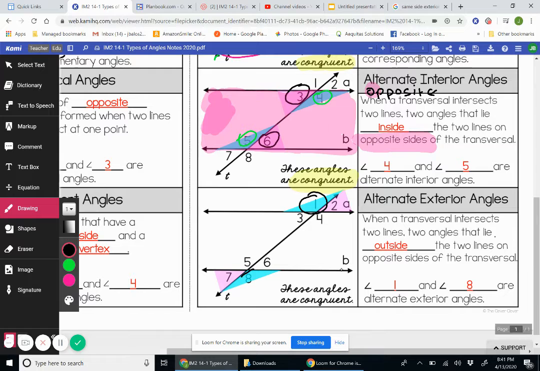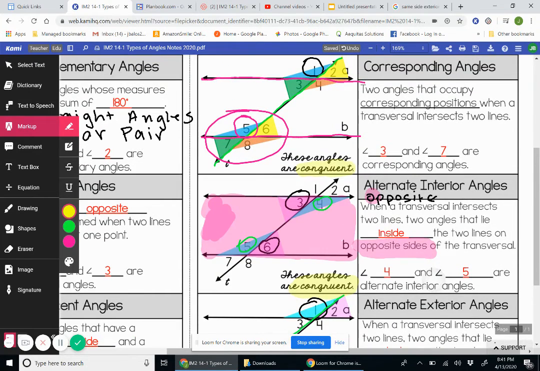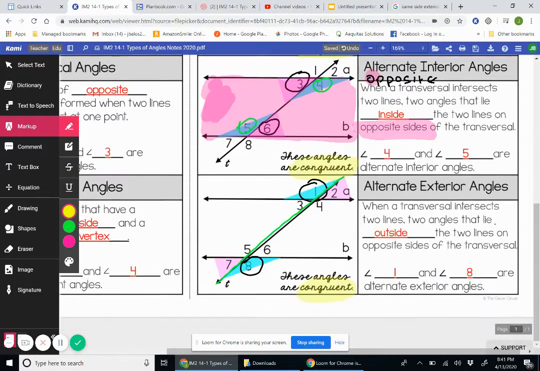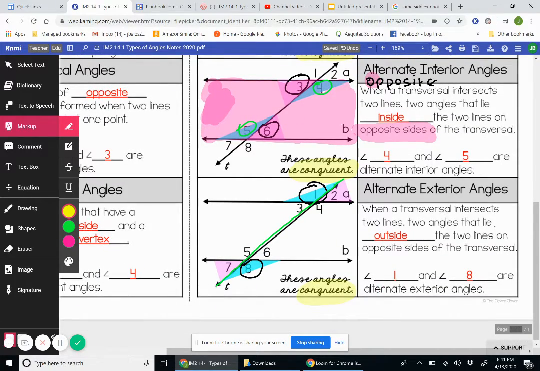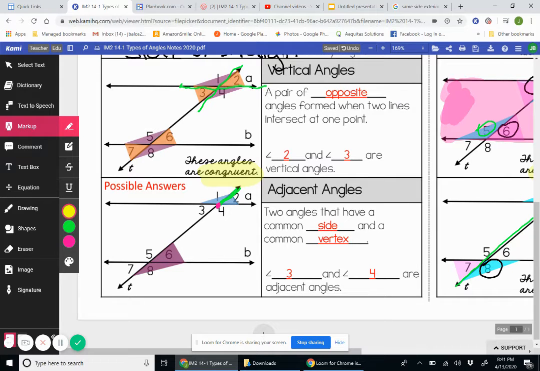Angle 1 and angle 8. They're on the outside of the two lines, and they're on opposite sides of the transversal. This is your transversal. They're on opposite sides, and they're outside the two lines. 2 and 7 are also alternate exterior. These are congruent. You'll notice that everything I've taught you so far is congruent. Corresponding angles are congruent. Alternate interior angles are congruent. Alternate exterior angles are congruent. And vertical angles are congruent.